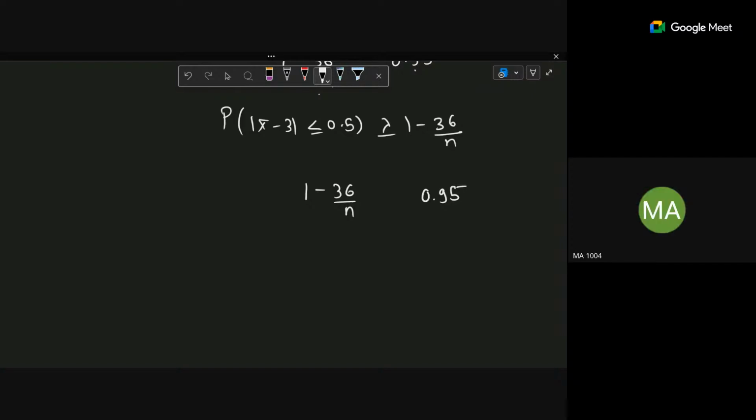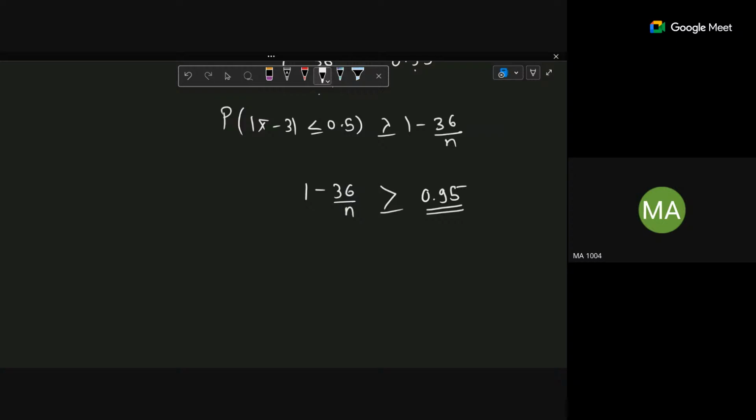0.95, because it seems bigger. But what if this turns out to be 0.99? Because we want more than 0.95, that's why we decide like that. Oh, yes, okay.